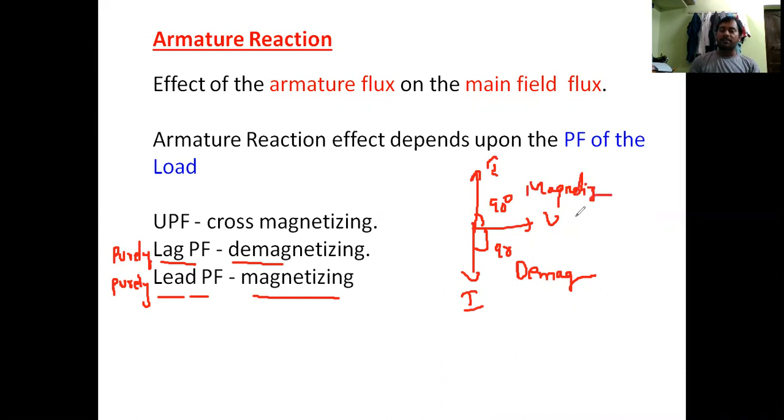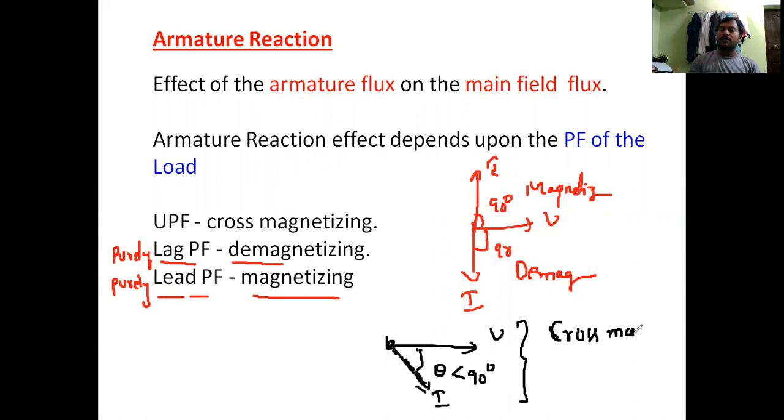Magnetization effect. For example, other than these two cases, the current may be like this: voltage and current not exactly 90 degrees lagging. This theta is always less than 90 degrees. That's why in this case it is called a cross magnetization effect. And here this is lagging. That's why demagnetization effect.